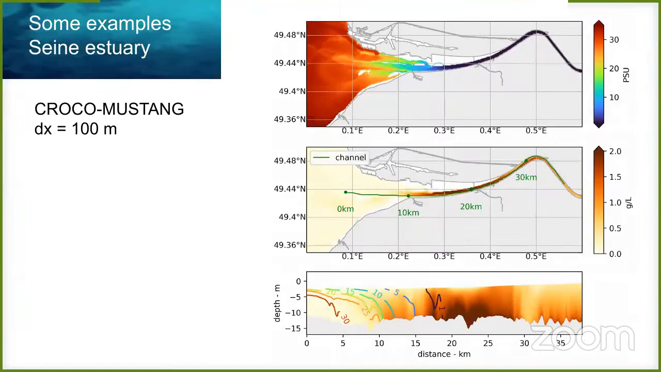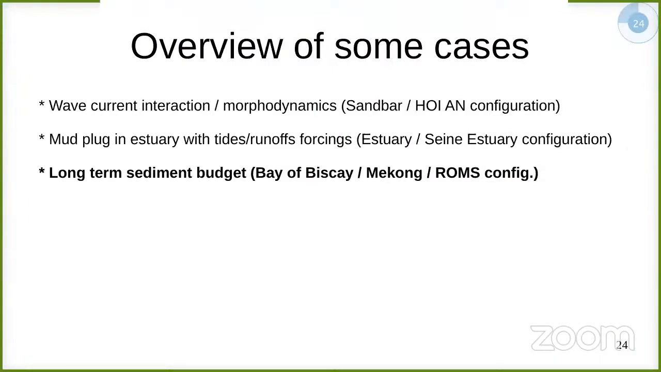Yeah, so sorry. So as I said, this is a REST application for an estuary, the Seine. The Seine is a river that passes through Paris. This is a kind of application we can do with CROCO, with Mustang also. The next subject is if you want to access the sediment budget.